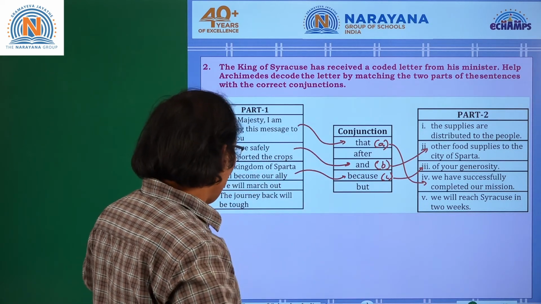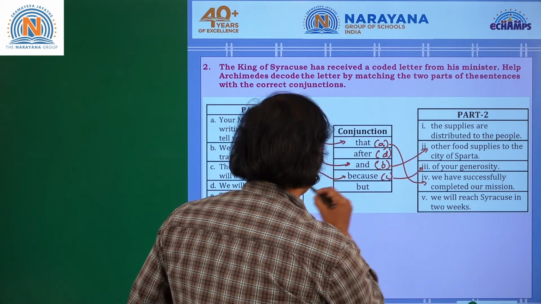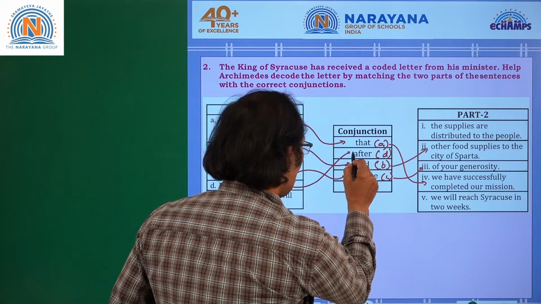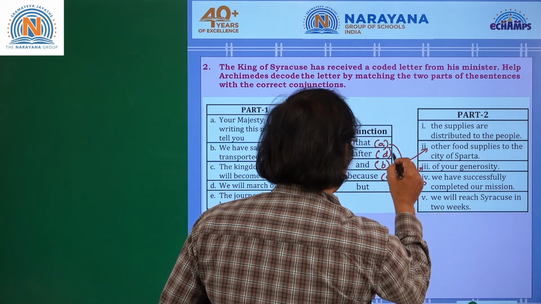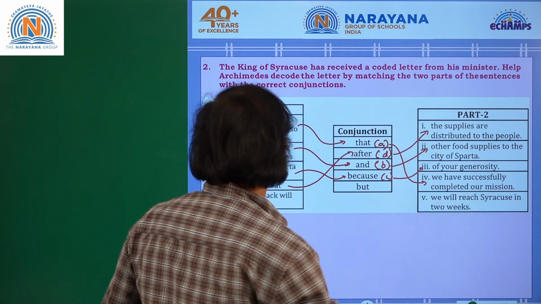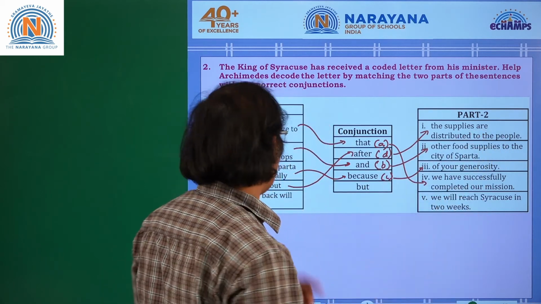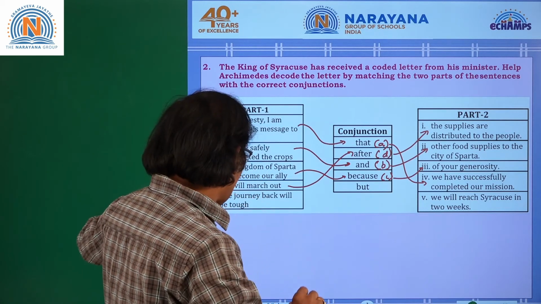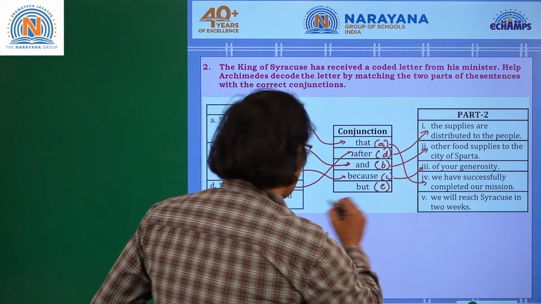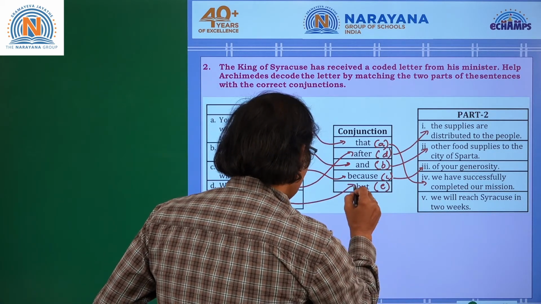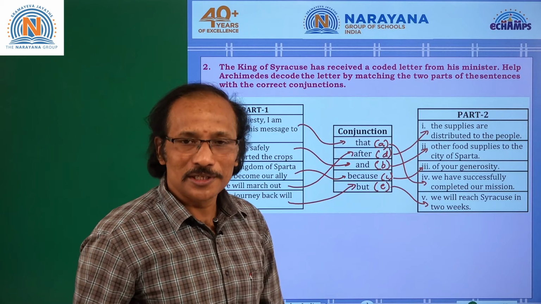Question number D. We will march out after the supplies are distributed to the people. Question number E. The journey back will be tough, but we will reach Syracuse in 2 weeks.